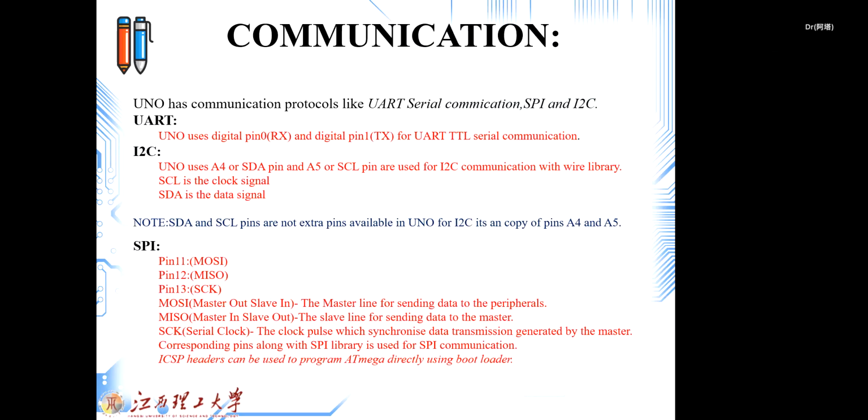The next communication protocol is SPI type, in which you can use pin number 11, pin number 12, pin number 13, standing for MOSI or master out slave in, MISO as the master in slave out, and SCK as the serial clock, which are pins 11, 12, and 13. And the clock part regarding the SCK pin, synchronization can be provided by this protocol.